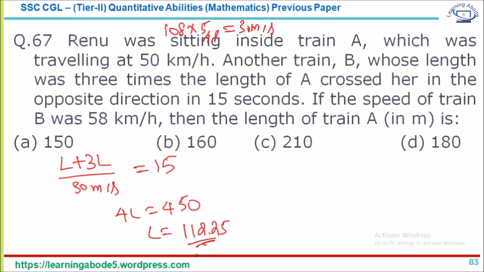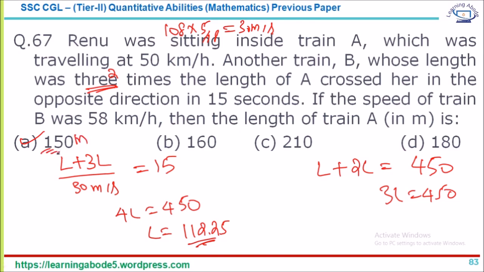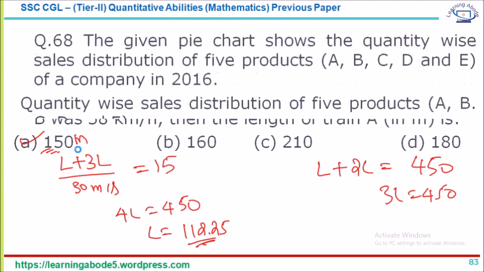Now probably what I guess is, instead of 3 times, if they had given 2 times the length, what would have happened? L plus 2L, now that would have been 450. So 3L is 450. So L would have been like 150 meters. The length of the train is 150 meters. That's answer option A. So that's why I think it was communicated as a discrepancy when they released the answer key.